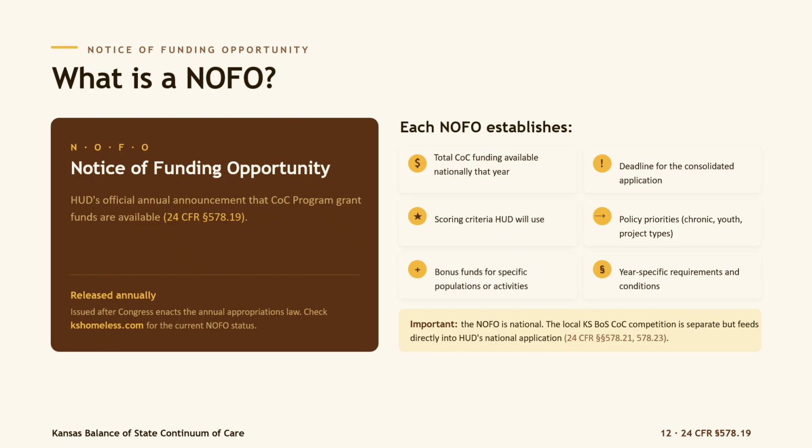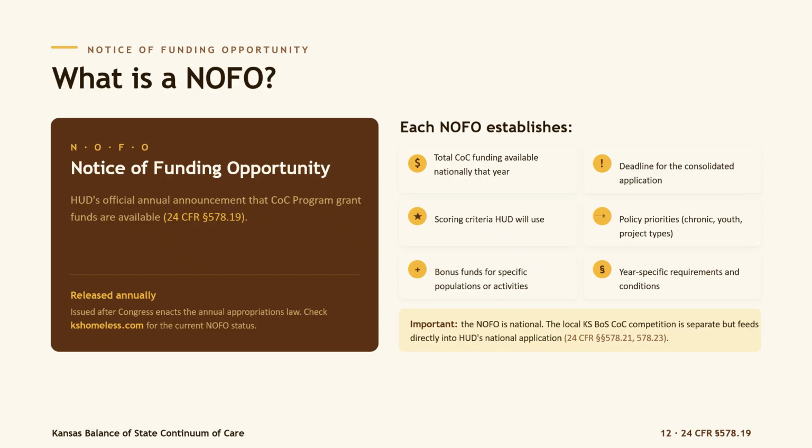It establishes the total amount of COC funding available nationally. It sets the deadline for submitting the consolidated application. It announces the scoring criteria they will use. It identifies policy priorities for that year, things like a focus on chronic homelessness, youth, or project types. It identifies any bonus funds set aside for specific populations or activities, and it spells out any specific requirements that apply to that competition year.